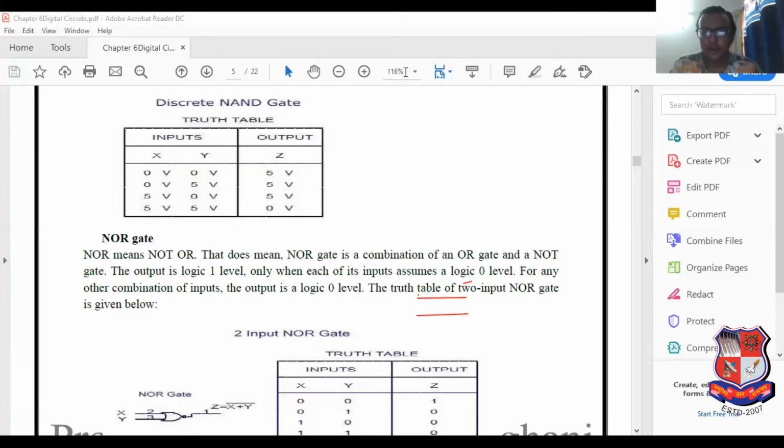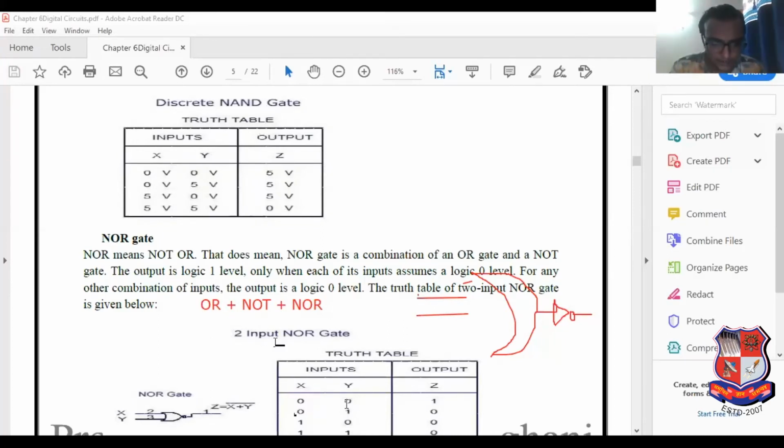It is known as OR gate, and the output of OR can be applied to NOT. So OR plus NOT. I have written the text here: OR plus NOT equal to NOR. So it is the combination of OR plus NOT.